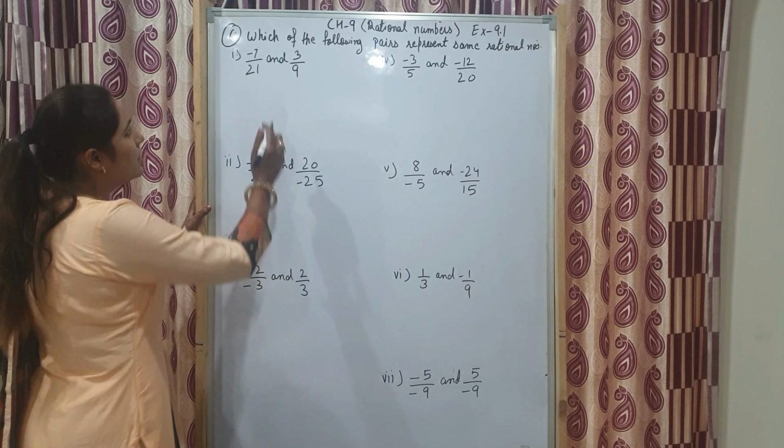Now first we will reduce it to the simplest form by cancellation. I am going to cancel on the table of 4: minus 4 upon 5. Then 20 upon minus 25: we will shift that negative sign to the numerator. Now we will cancel it on the table of 5: minus 4 upon 5. Now both are the same, minus 4 upon 5 and minus 4 upon 5. Both are negative rational numbers, both are the same. So our answer is yes, they are the same rational number.